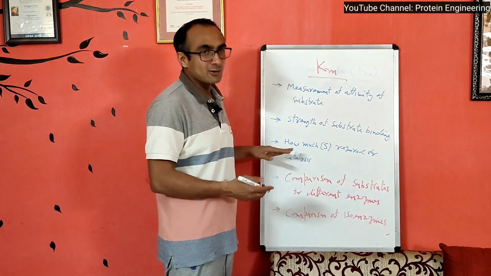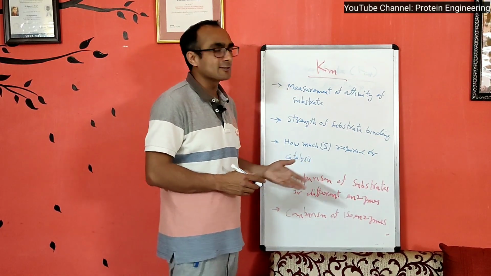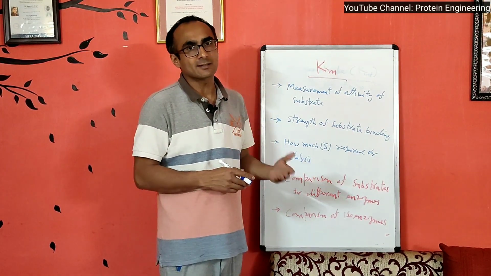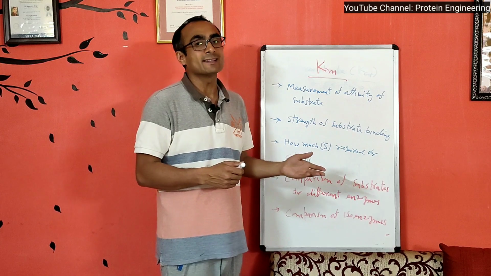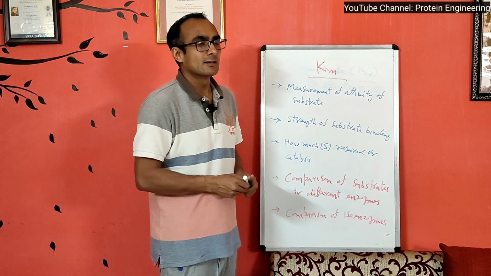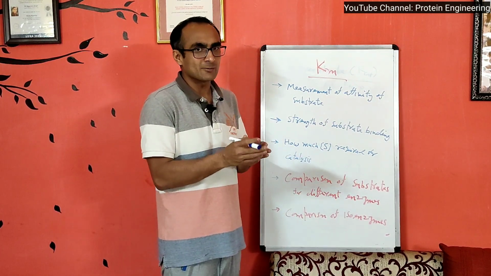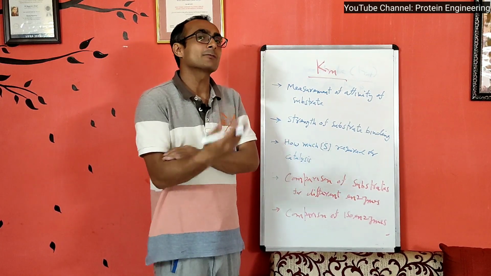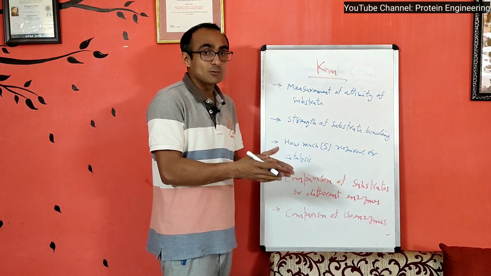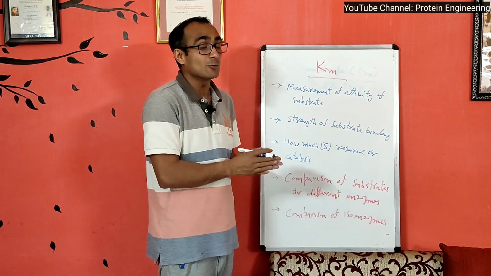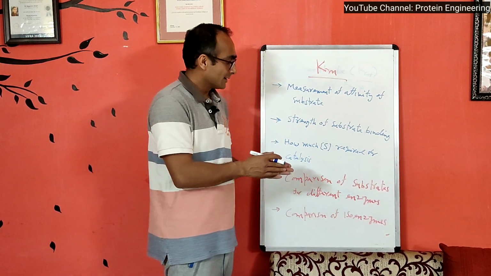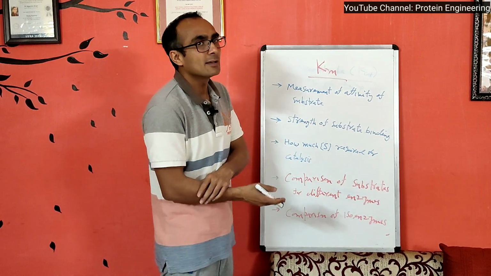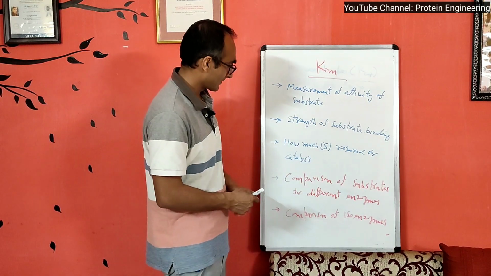Similarly, the value of Km also shows how much substrate is required for significant catalysis to occur in any enzyme catalyzed reaction. Means if you want to perform some kinetics, you need to take a substrate concentration which should be much more than the Km value of that enzyme, so that the enzyme can catalyze the reaction and you can measure the rate of the reaction.